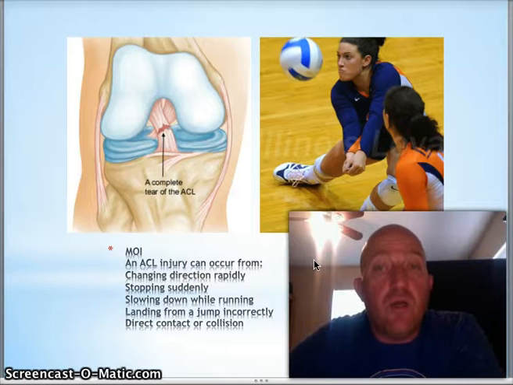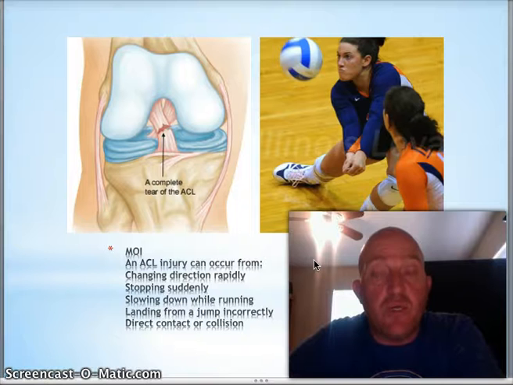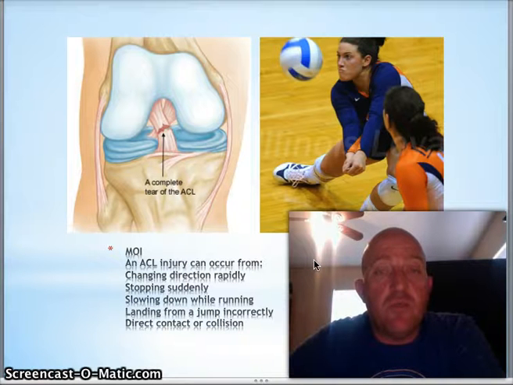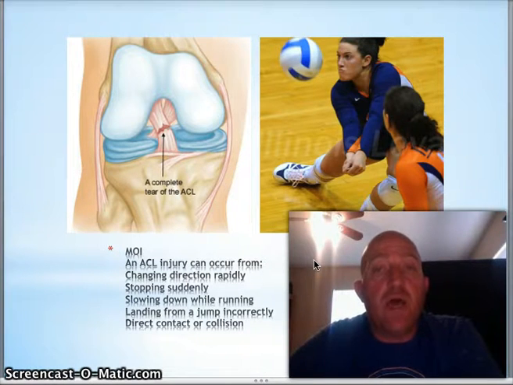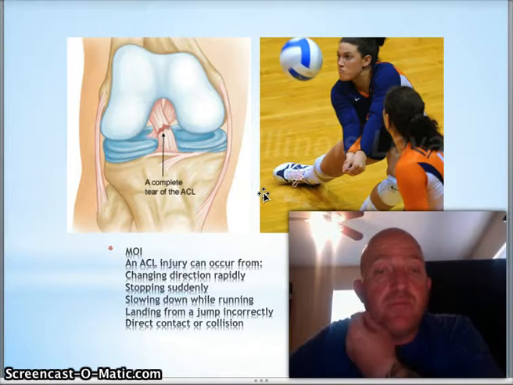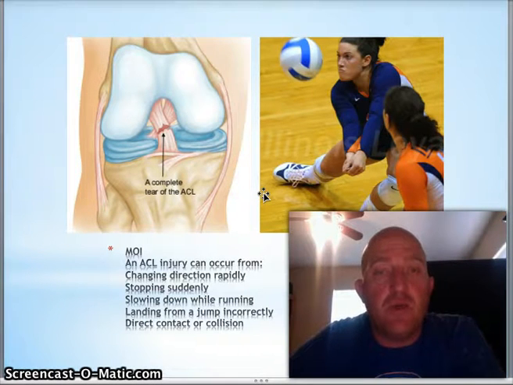Slowing down while running. An example would be if we did a sprint and at the end you want to stop. You have a lot of stomping and trying to lean backwards as you are slowing down. This is putting a lot of that body weight and force on the knees. Could cause that ACL tear. Landing from a jump incorrectly, putting our knee in a bad position as we are landing, can cause that tear to happen as well.